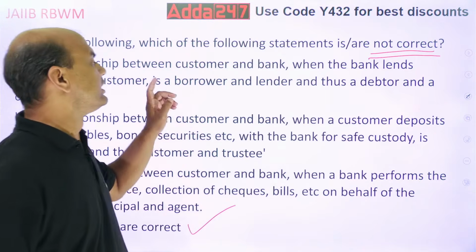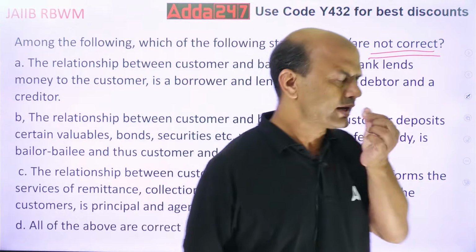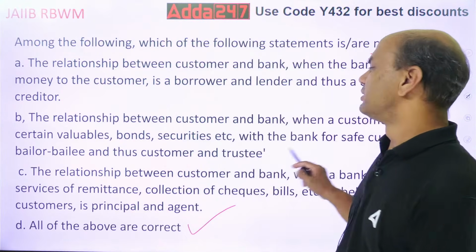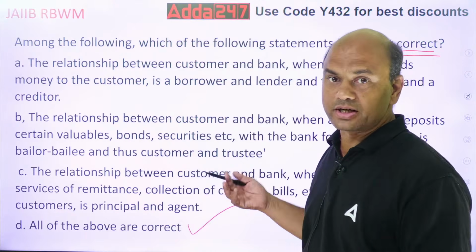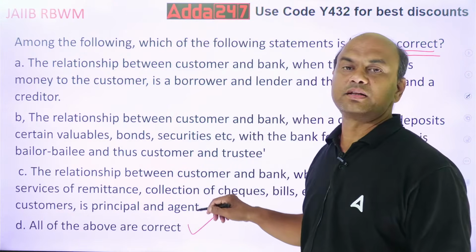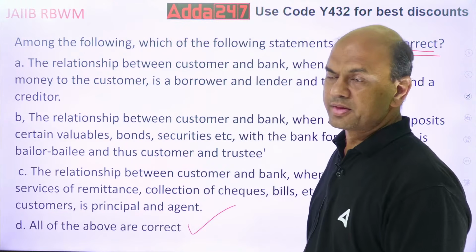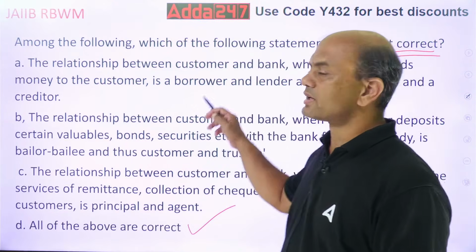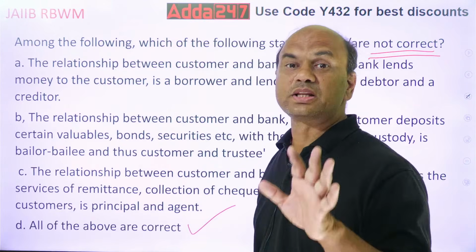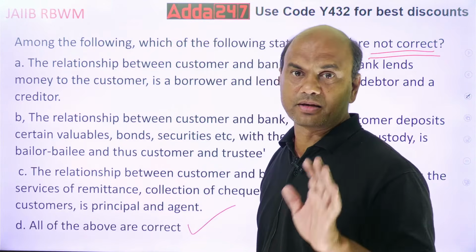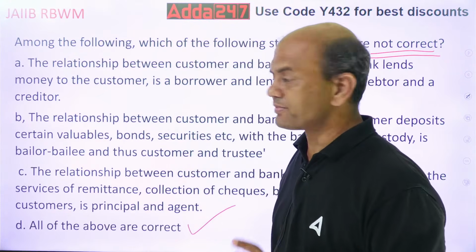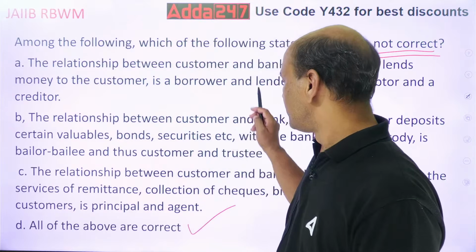See here, borrower, lender, debtor, creditor. That is right. Here, bailor, bailee. So that is also right. And here, principal agent. That is also right. So all the three are correct. Kindly note the relationships. There are total 6 relationships with the banker. Banker customer has 6 relationships.